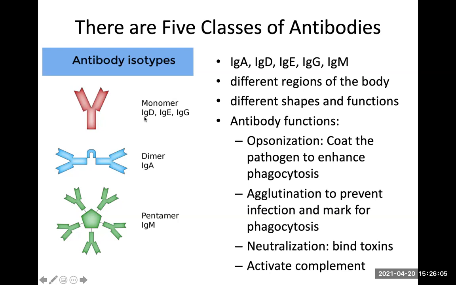Monomers, we'll see a lot with neutralization, activation of complement, opsonization, whereas the other two are more useful for agglutination. Now we're going to look even more specifically at where each of these are found in the body and so forth.